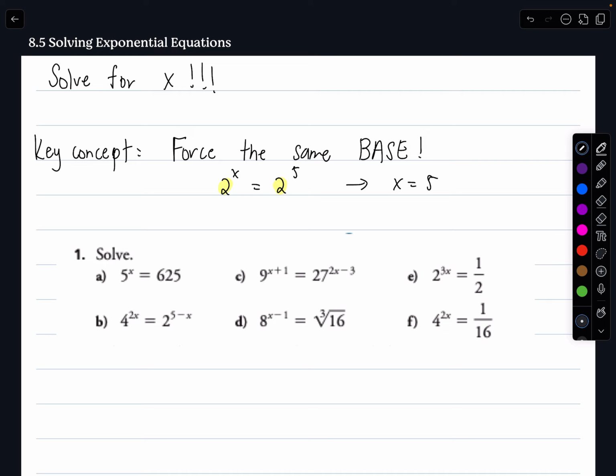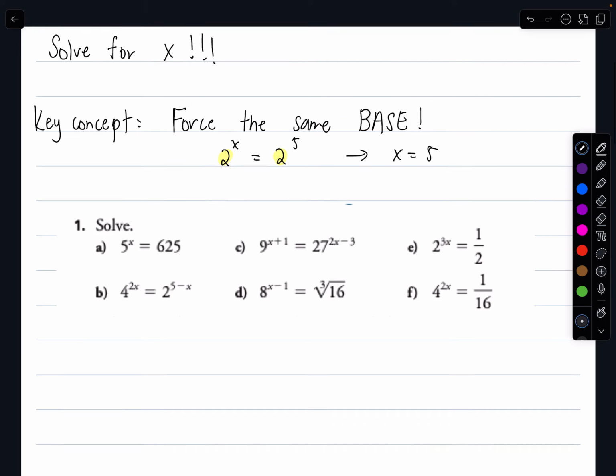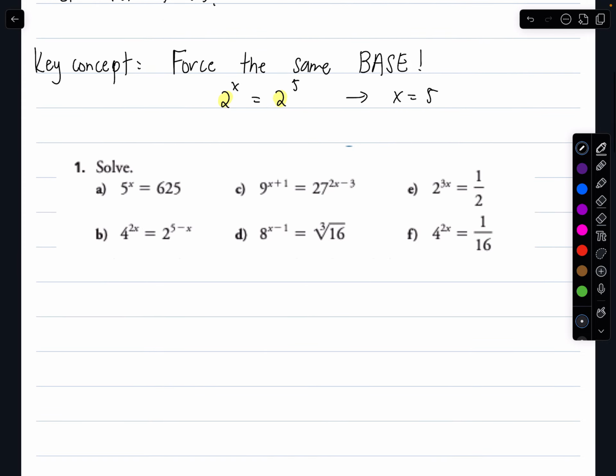So let's go through question one. There's A to F right here. Let's go through it to try and see how this concept makes sense.